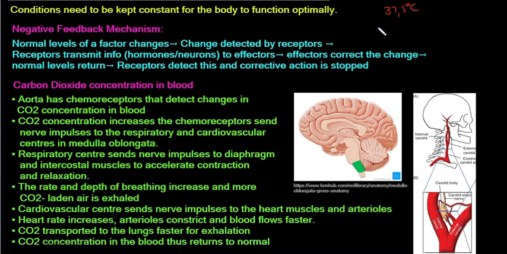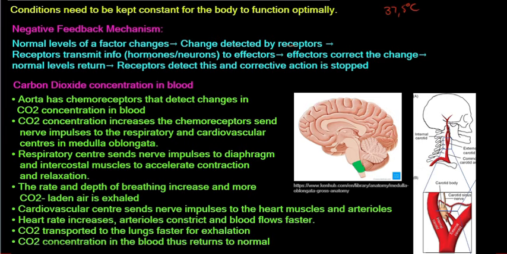Now, the negative feedback mechanism, which we also touched on briefly in the previous video. Normal levels are affected by changes, like glucose or carbon dioxide, all of those we spoke about above. That change is then detected by receptors in your body. Those receptors then transmit information, either through hormones or neurons, in this case hormones, to effectors. The effectors will correct the change, the normal levels return, and then the receptors detect this and the corrective action is stopped.